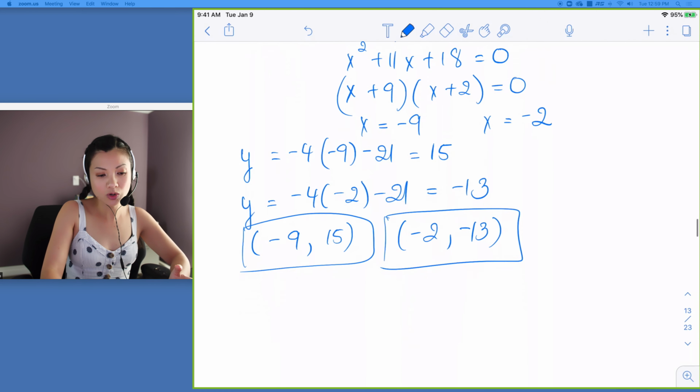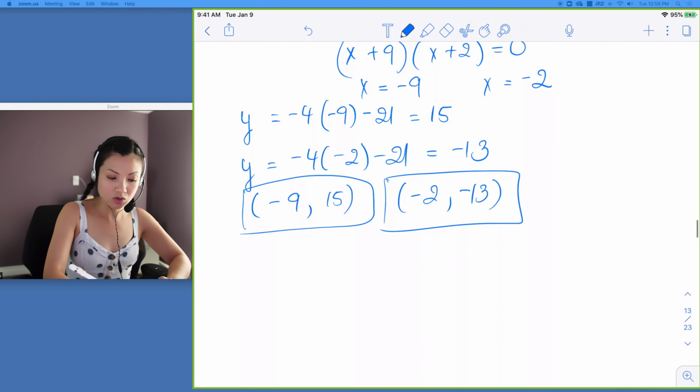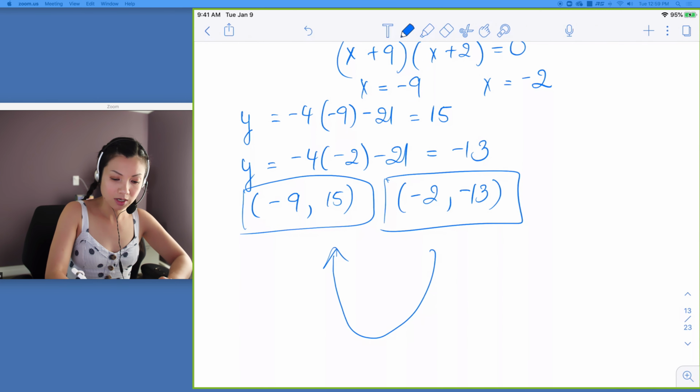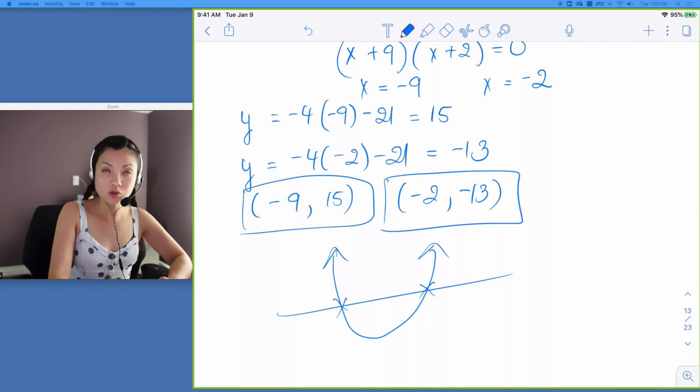Now, I just want to show you that you know that a quadratic is a parabola, right? And then a linear, so you probably have something like that. Therefore, we have two solutions.